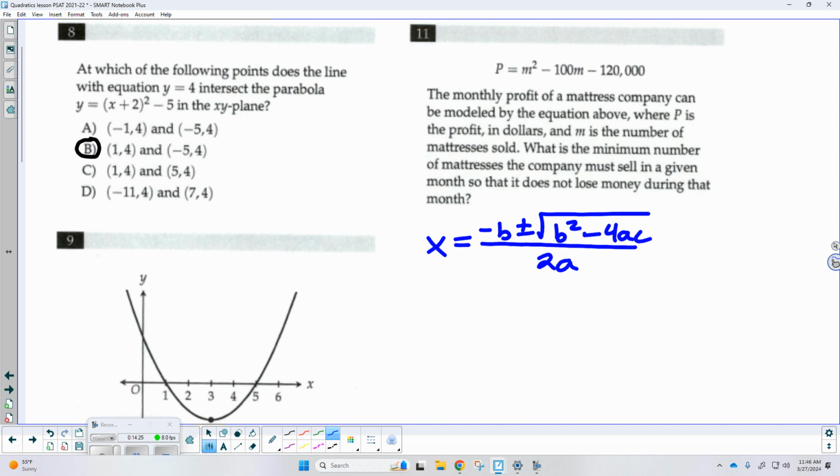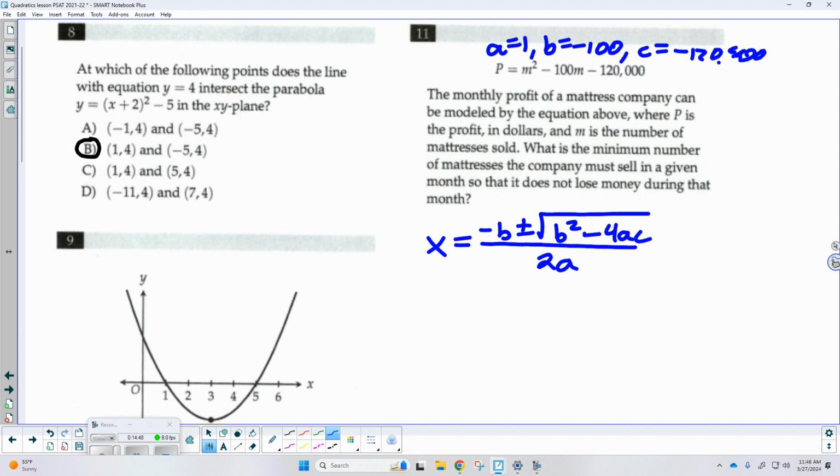Now, even though we have the variable m, it doesn't change a thing. We still see that a is equal to 1, b is equal to -100, and c is equal to -120,000. So that part of the screen is kind of messing up, but that's supposed to be -120,000. Okay, let's go ahead and start to plug everything in.